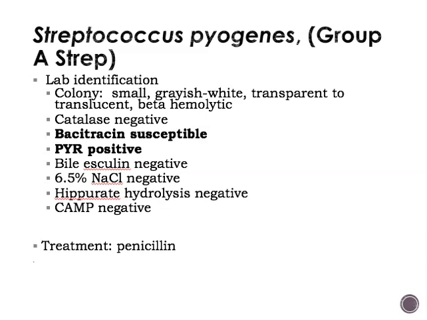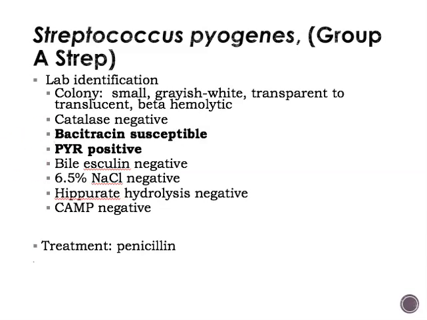It is bile esculin negative. It is 6.5% sodium chloride negative, hippurate hydrolysis negative, and CAMP negative. So these other tests down here are tests that we would perform on strep species, but not ones that would identify an organism as positive for group A strep.